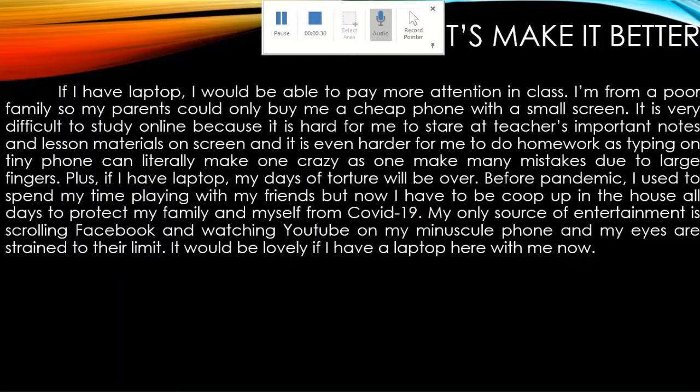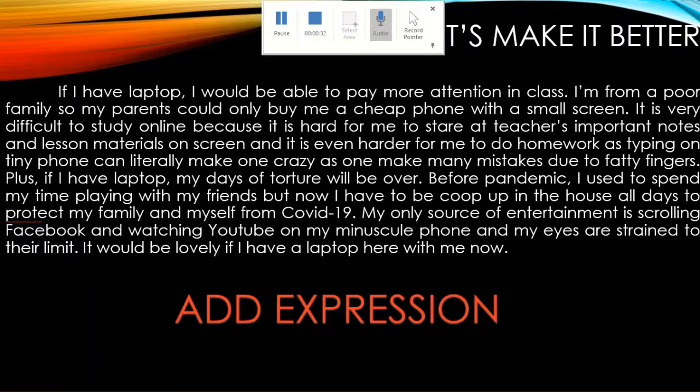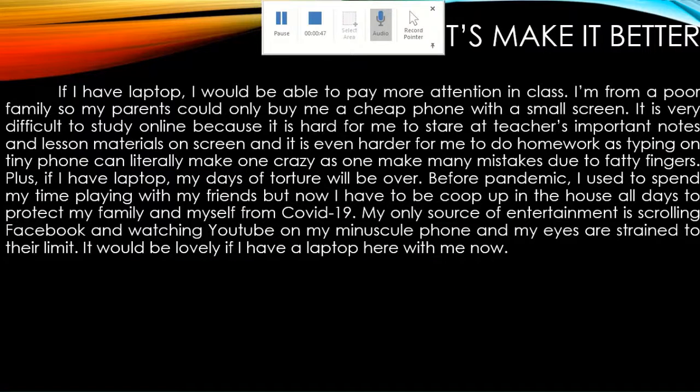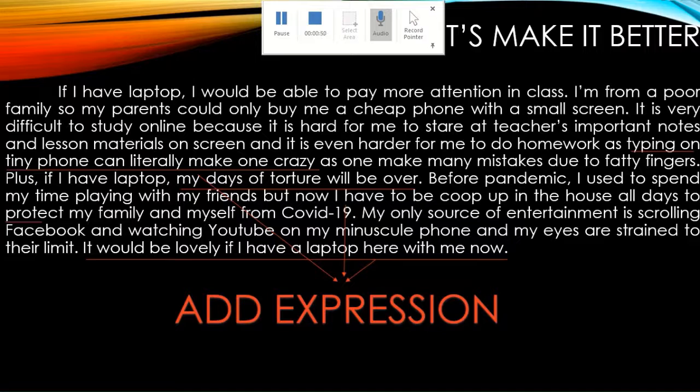Plus, we can also add in expressions, a phrase or sentences that project our emotions and desires to make our essay livelier. We and readers are not robots, so making our essay more human-like by adding expressions will also spice up our essay, making it more fun and interesting to read. We can see several examples of expressions in this paragraph.